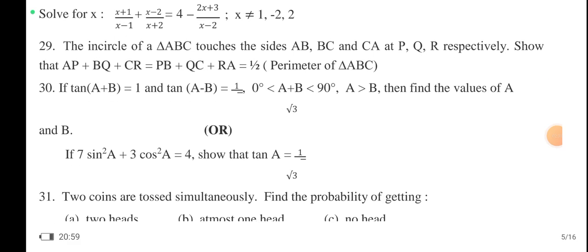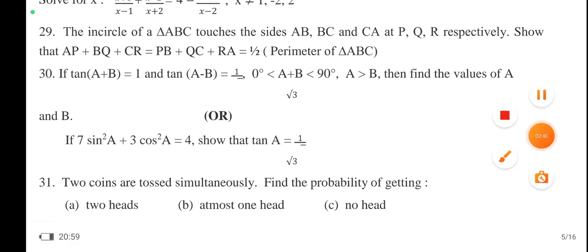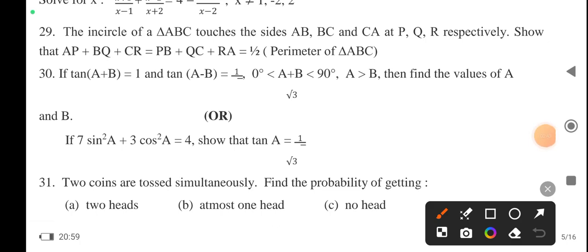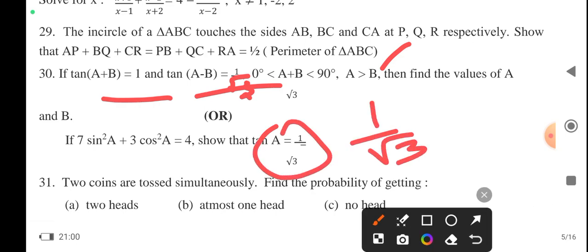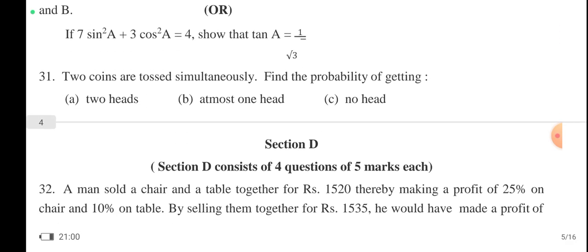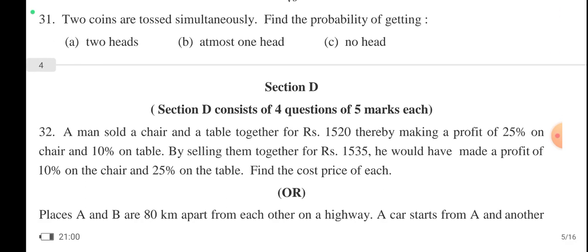And 29 actually is a nice question. I think this model question we discussed in the last pre-board exam paper, like KONGU Sahodaya. In that also we have solved this type of question. Kindly check. And this sum we are expecting most of the question. Exercise 8.3 question number 3 model. Actually this is 1 by root 3. Tan (A minus B) equals 1 by root 3. Then this is also tan A equals 1 by root 3. So Introduction to Trigonometry, 30th question. Then 31st is from Probability.